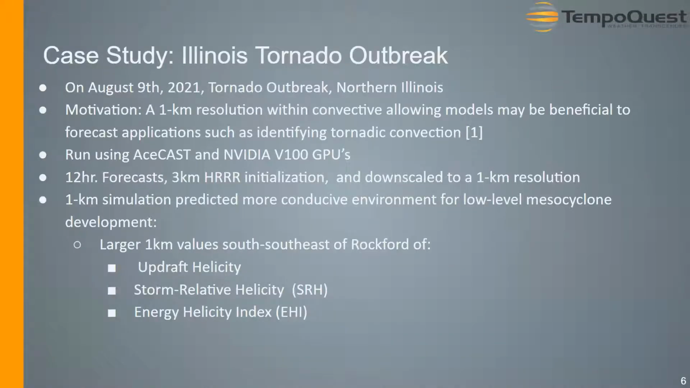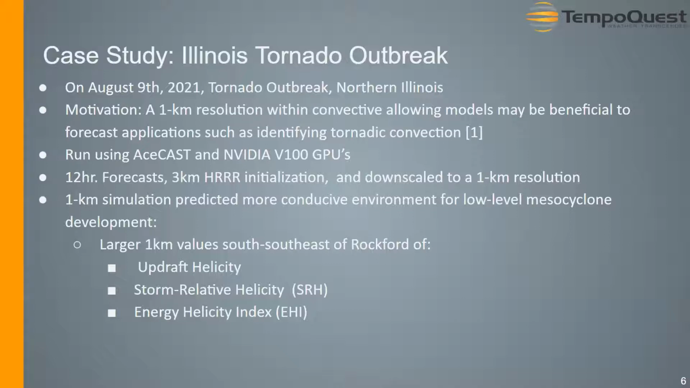We can look at a case study that further shows the advantages of running WRF with GPUs. So on August 9th, 2021, a severe weather event occurred in northern Illinois. A paper by Sobash et al. in 2019 has found that a 1-kilometer resolution within a convective allowing model can help in identifying tornadic convection.